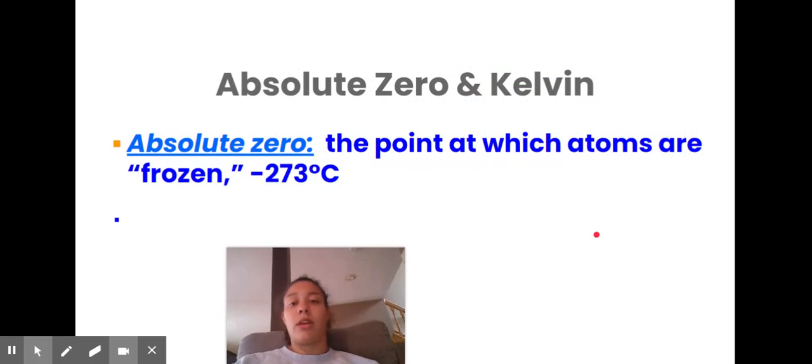So, an additional piece: there's another temperature scale called Kelvin, and that's going to focus around this definition called absolute zero. So molecules are constantly in motion, right? They have their kinetic energy. When their temperatures decrease, their kinetic energy slows down, so their vibrations and movements slow down. The point at which molecules stop moving and atoms stop moving, that's called absolute zero. And its connection to the Celsius scale is negative 273 degrees Celsius.